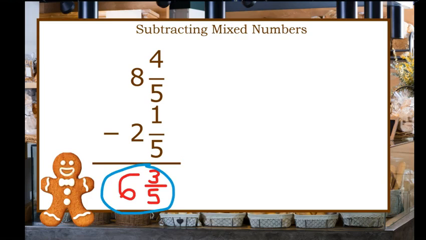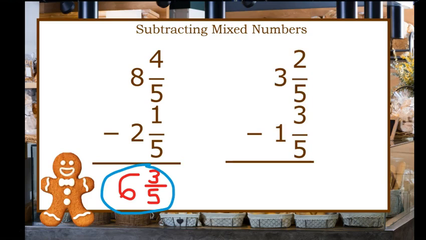Let's try a subtraction problem with regrouping. 3 2/5 minus 1 3/5. I can't subtract 2/5 minus 3/5, so I need to regroup. I'm going to take one of the whole numbers from 3, making it a 2, and use the whole number to break it into 5/5. Combined with 2/5, that gives me 7/5.